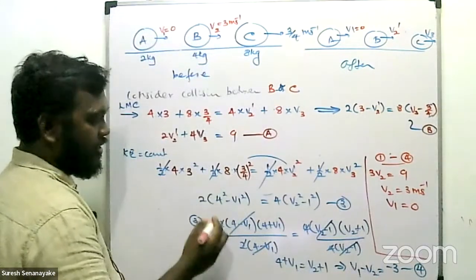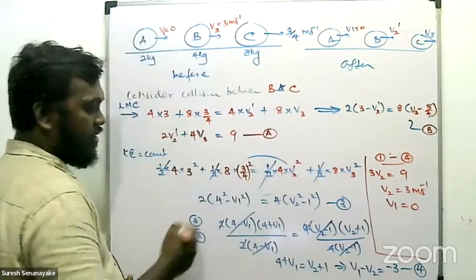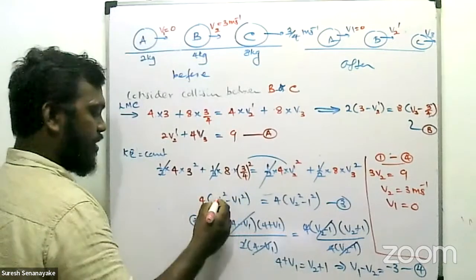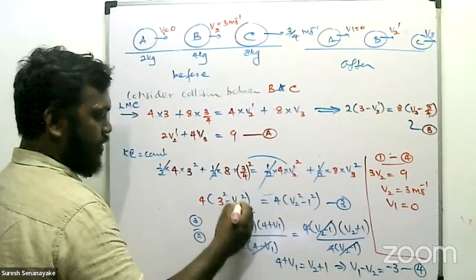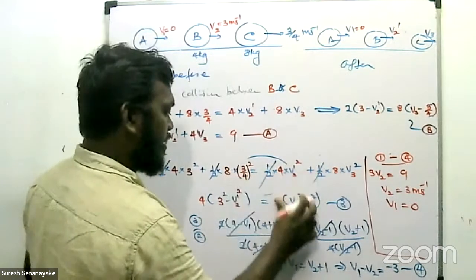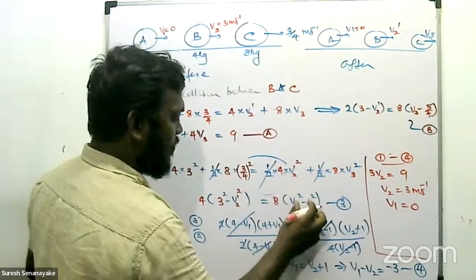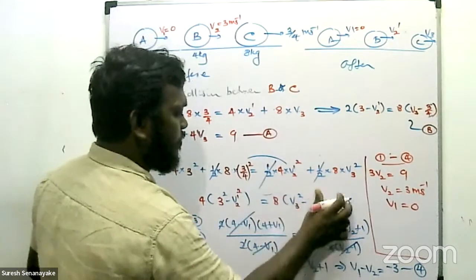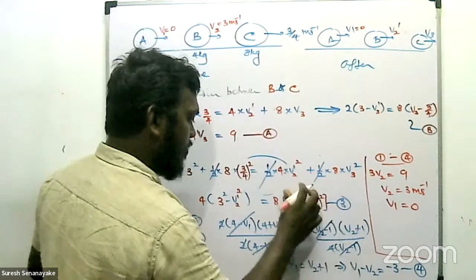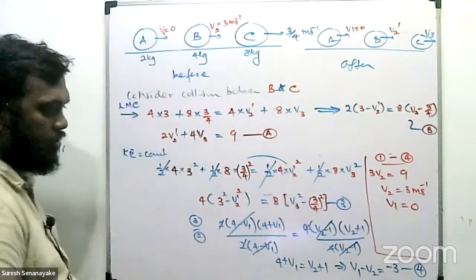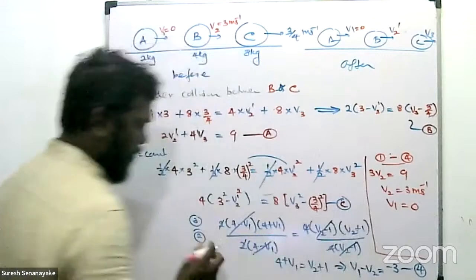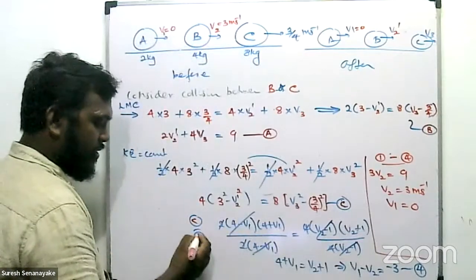Then in a similar way I'm cancelling the half. The mass 4 we take out, then this becomes 3 square minus v2 dash square. After mass 8 into v3 square minus 3 over 4 square. Similarly, that's equation C. Then C divided by B.